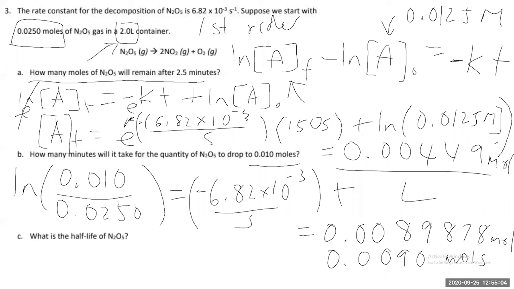Now, what does that give us? That gives us ln of 0.010 over 0.0250, divided by negative 6.82 times 10 to the negative 3, and that gives me a t of 134 seconds. If I want to convert that into minutes, I'm just going to divide it by 60, and I'm going to get 2.2 minutes.